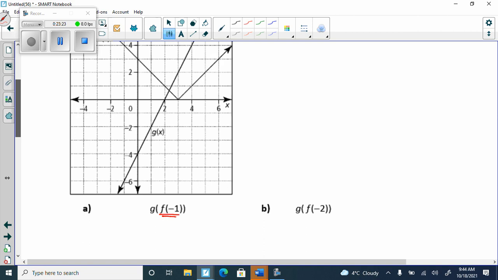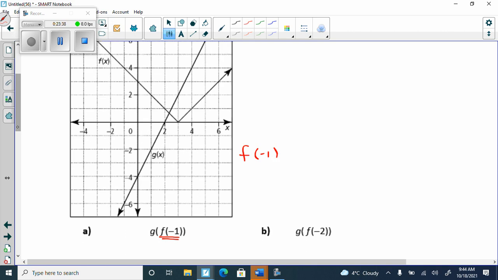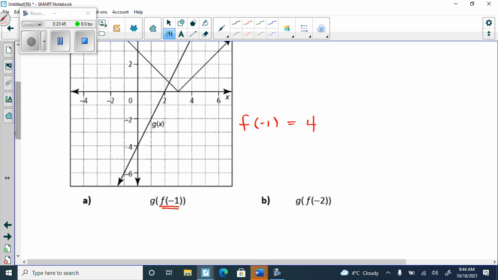We're going to find f of negative 1 first. When you see a graph, you should not freak out. Life is easier. You don't have to solve anything. You just go find x, go to y, put answer, right? So f of negative 1, I go to negative 1, follow it up to f, and not the g graph, and I get 4. Okay, so I know f of negative 1 is 4.